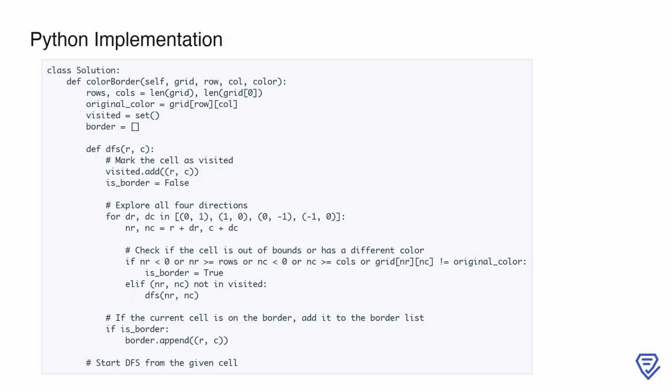Next, we define a helper function DFS, or depth-first search, to handle the traversal. Within this function, we mark the current cell as visited and introduce a flag, is_border, to track whether the cell lies on the border. To explore all neighboring cells, we loop through the 4 possible directions: right, down, left, and up. For each direction, we calculate the new coordinates and check if the neighboring cell is either out of bounds or of a different color. If either condition is true, the current cell is part of the border. Otherwise, if the neighboring cell has not been visited yet, we recursively call DFS on it. Finally, if the is_border flag is set to true, we add the current cell to the border list.